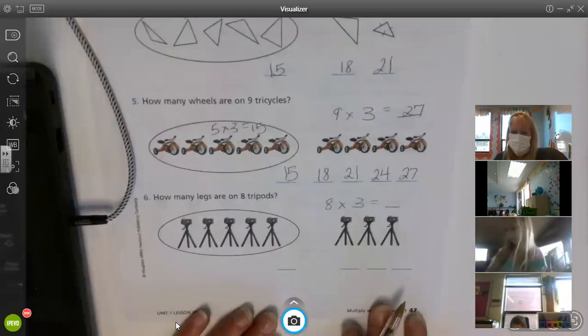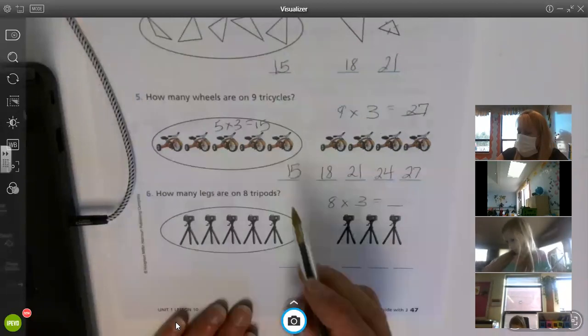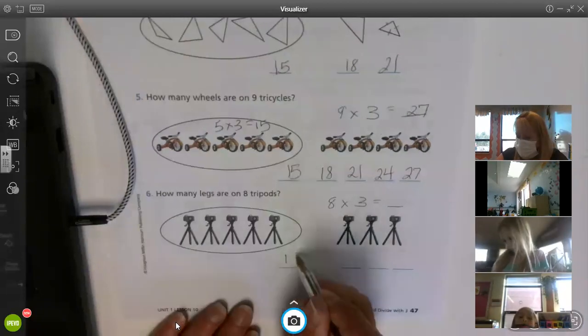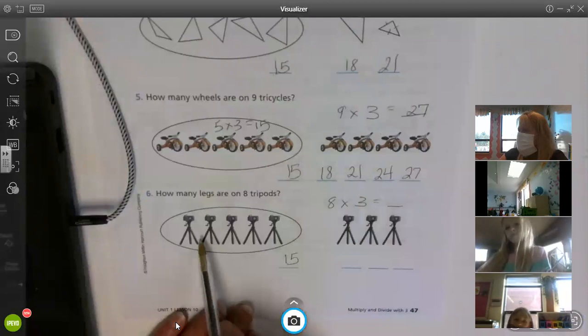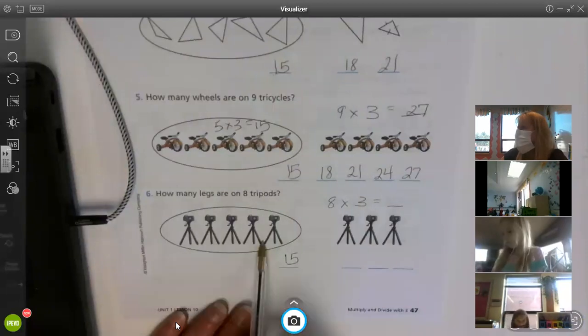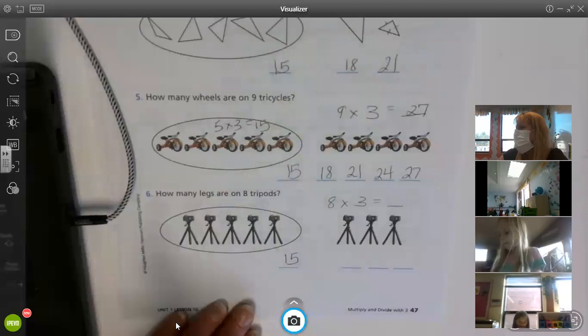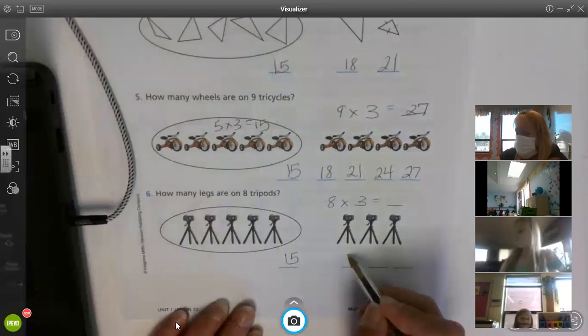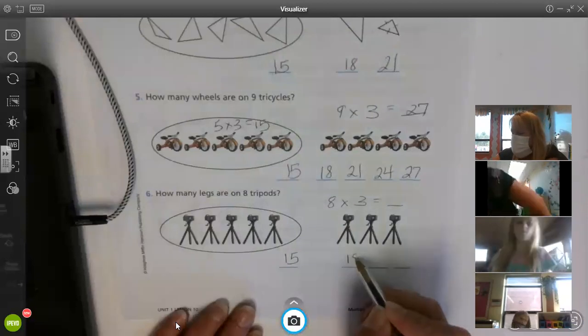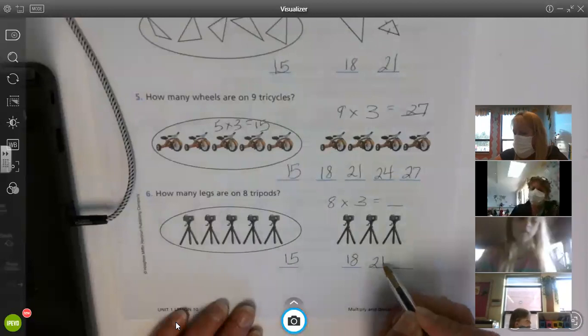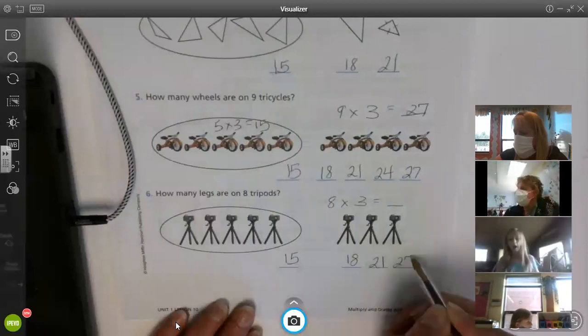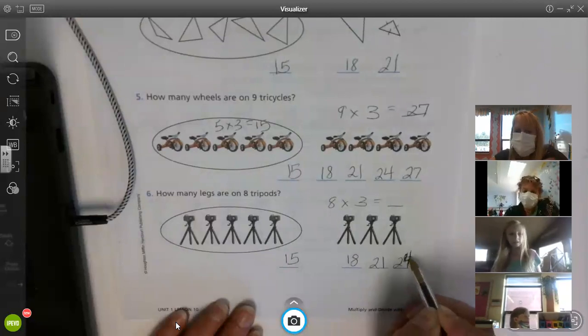All right, what do I write here? Yep, because we have 5 tripods with 3 each. We already know 5 groups of 3, 3 groups of 5 is 15. Count on. What's next? Whoopsie, yep. Good thing you guys are thinking. 3 times 8 is 24.